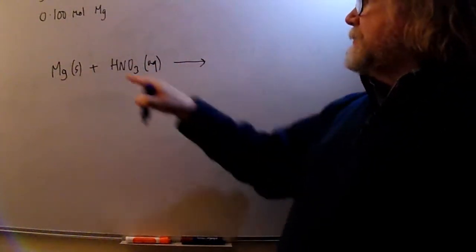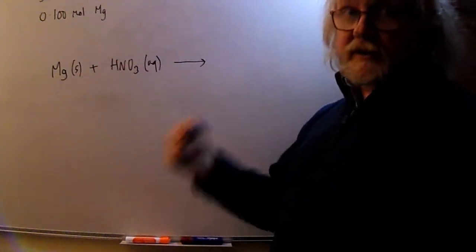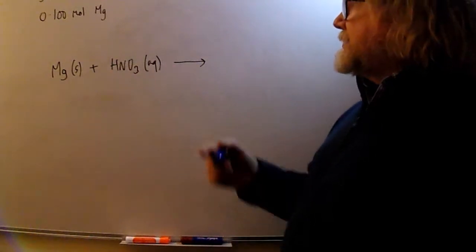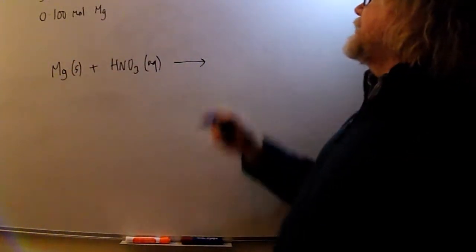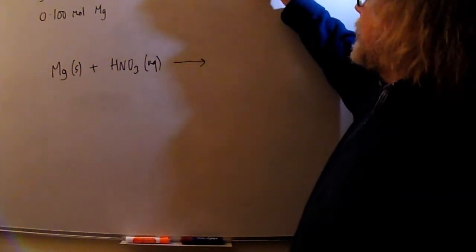And when they react, remember, metal plus acid goes to salt plus hydrogen. That's one of those basic recipes you need to know. So the salt will be magnesium nitrate. And make sure you don't guess. Stop and think about the charges on the ions.